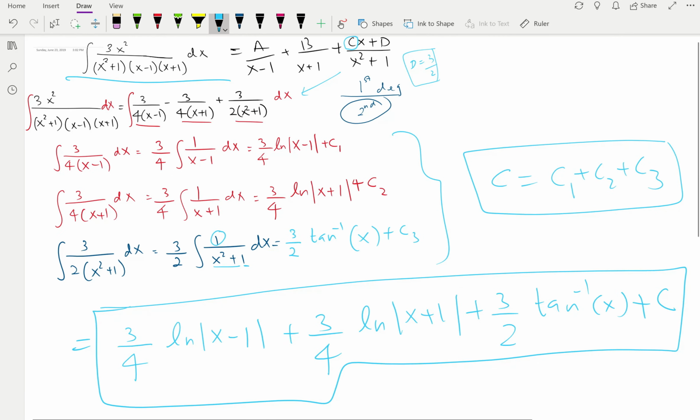Alright, so this is a complication where really you didn't have to use integration by substitution. This is an easier problem.